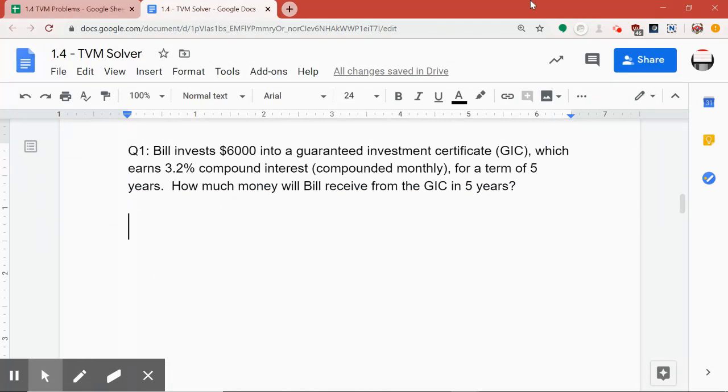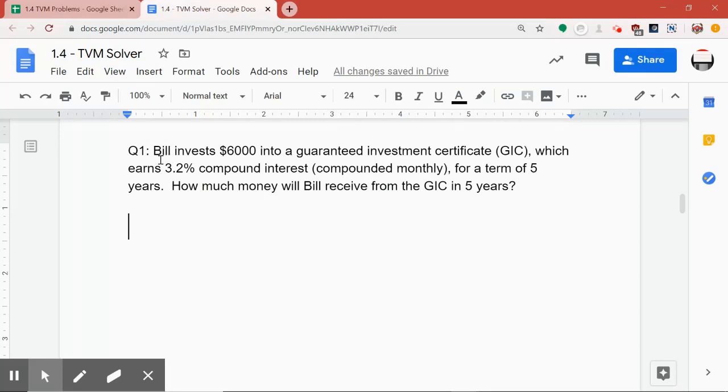So let's just take a standard TVM solver question and look at how we can solve it by using the TVM solver. So we have Bill invests $6,000 into a GIC, which earns 3.2% compound interest, compounded monthly, for a term of 5 years. How much money will Bill receive from the GIC in 5 years' time? So this is actually similar to a problem that we worked out using the formula in 1.3. Let's see how to solve it using the TVM solver.